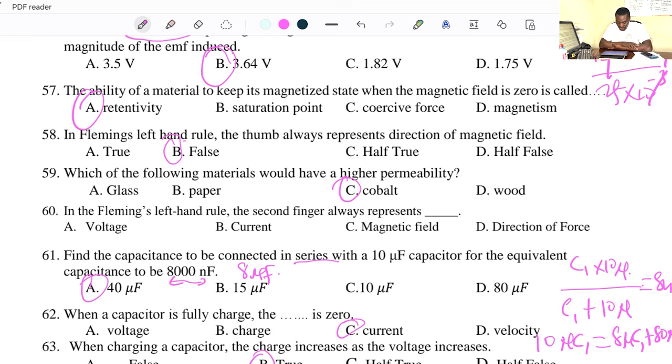Then the last question, question 60. In Fleming's left hand rule, the second finger always represents the direction of the current. So if you have Fleming's rule, the thumb represents the direction of motion, the first finger the direction of magnetic field, and the second finger indicates the direction of current. So the answer here is B, right?